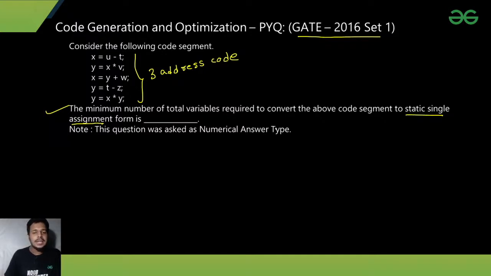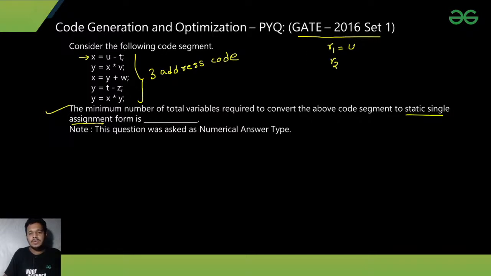In static single assignment we cannot reassign a variable, right? So let's take the statements one by one. For u minus t, firstly on the right side, what are the operands? The operands are u and t. So firstly let's take the variable r1. So r1 is u.